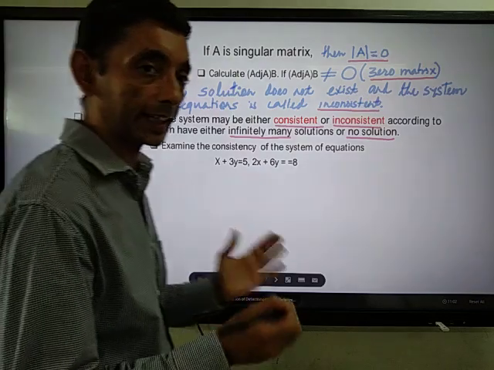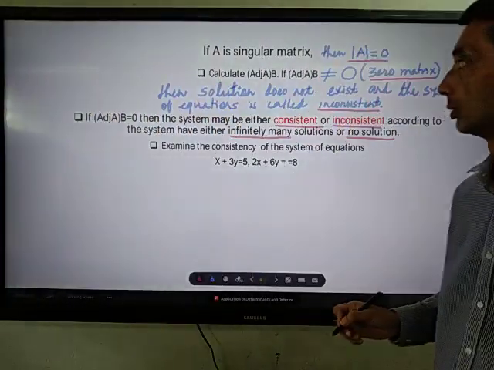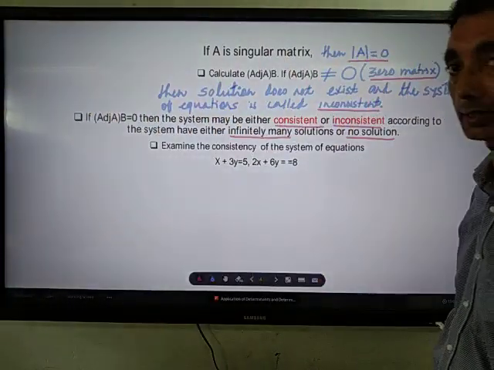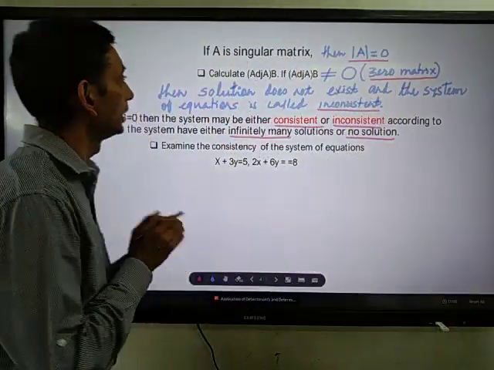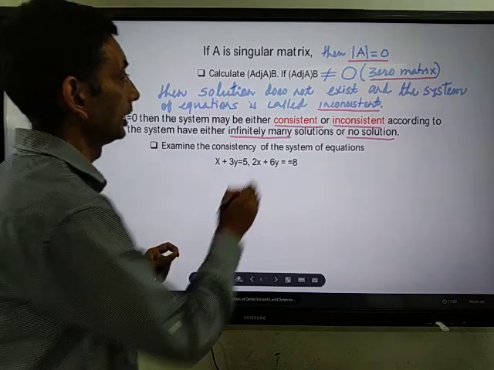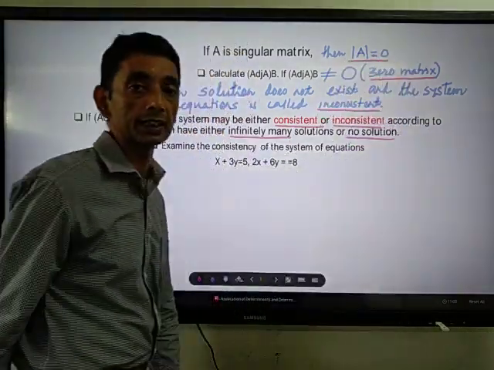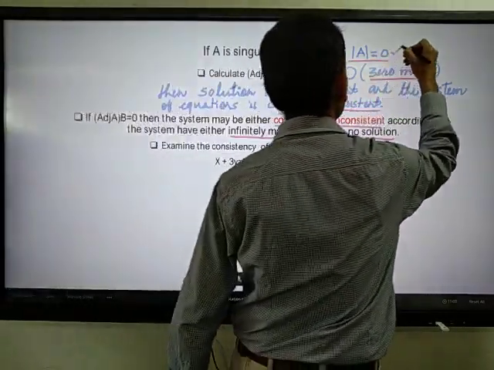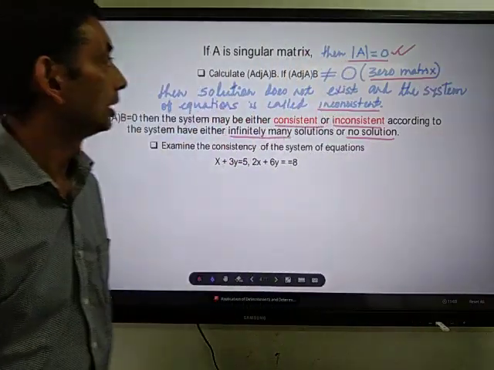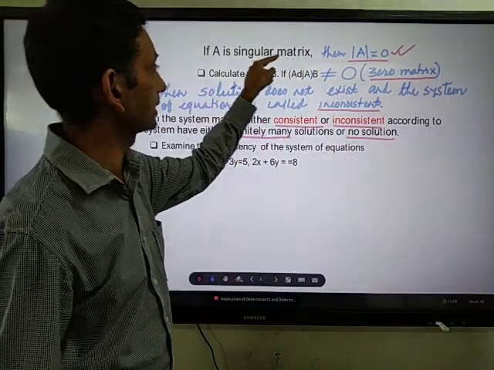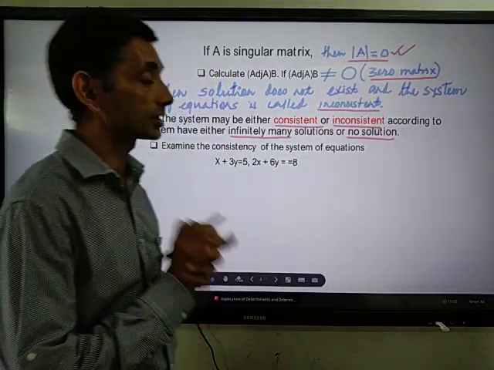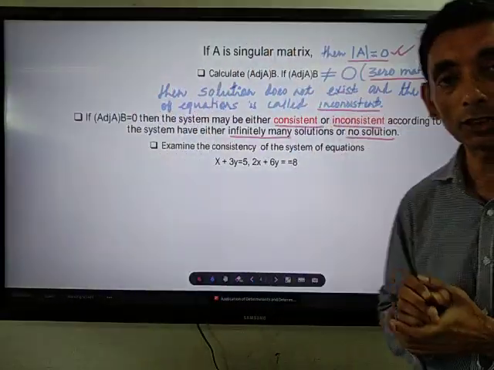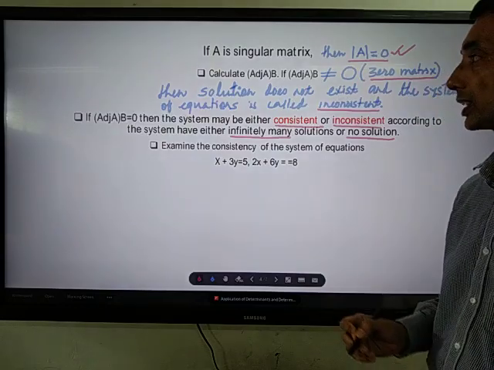Let us see the second case. Case 2: A is a singular matrix. The previous case we discussed was the non-singular matrix. In case A is a singular matrix, then determinant A is equal to 0. Remember this, this is the definition of a singular matrix. If A is a singular matrix, then determinant A is equal to 0. Now what happens if determinant A is equal to 0?